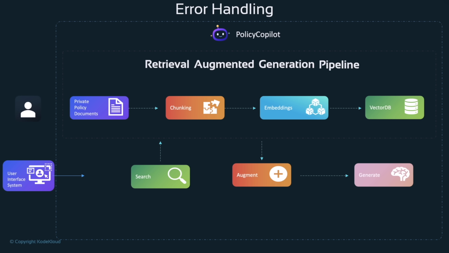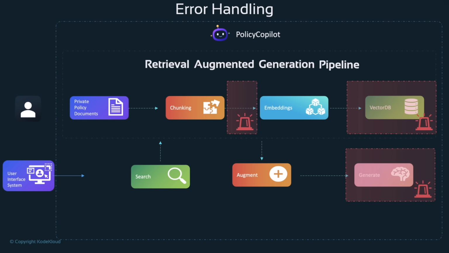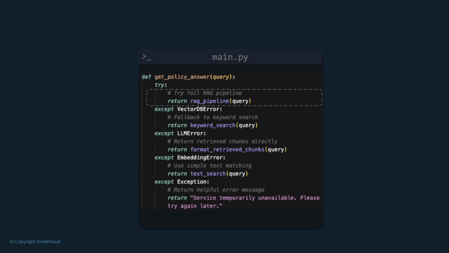Now, things will go wrong in production. Vector databases will go down. LLM services will be unavailable. Networks will have timeouts, and we need to handle these failures gracefully. The goal is graceful degradation. The system should still work even if not at full capacity, so users should get some answer rather than an entire error message. The example shows a cascading fallback strategy.